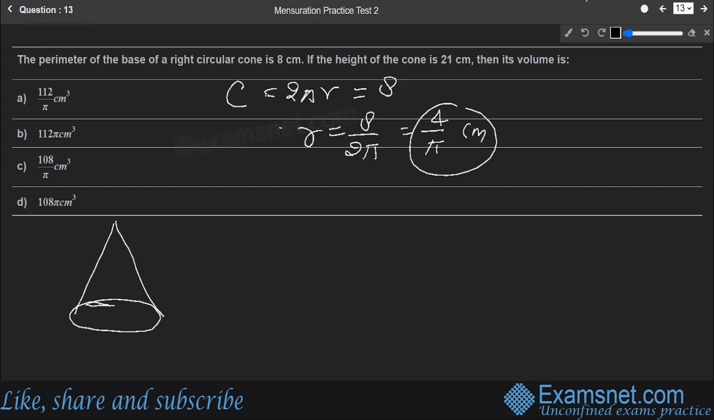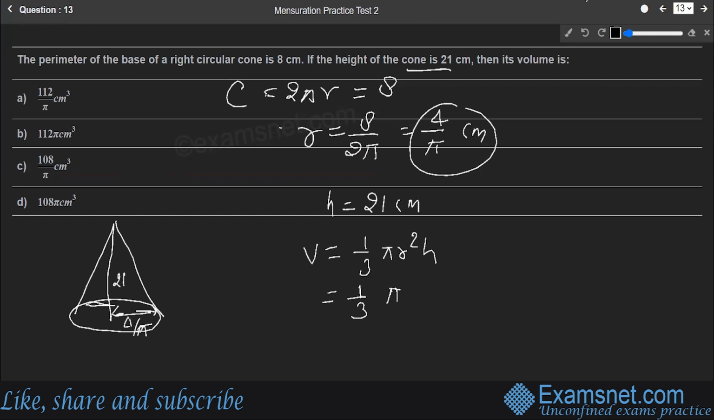Now the next part he says if the height of the cone is 21 centimeter. Height is also given as 21 centimeter, and the radius we have just calculated to be 4 by pi. Using these, he wants us to find out the volume. The formula of the volume of a cone is simply 1 by 3 pi r square h. We can put all the values inside.